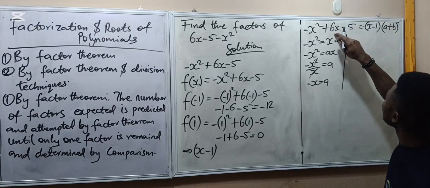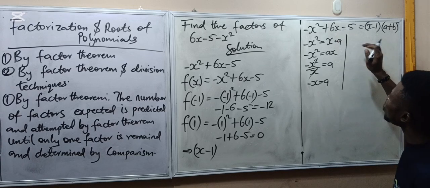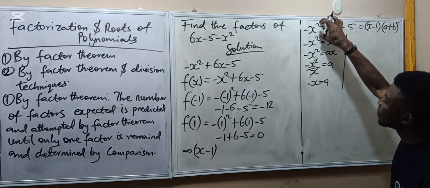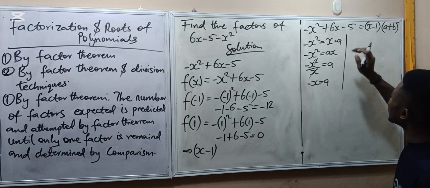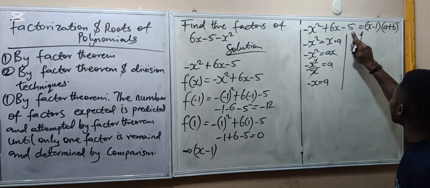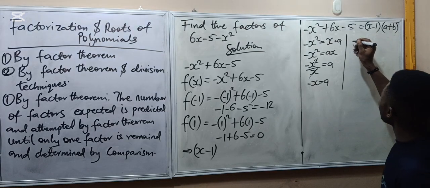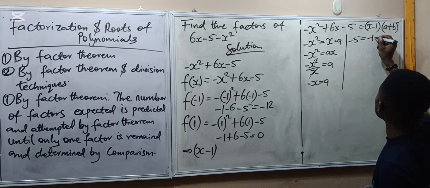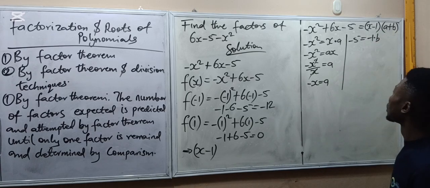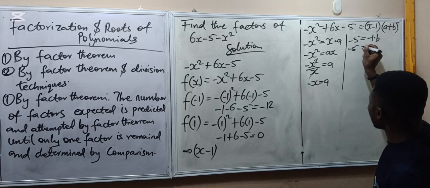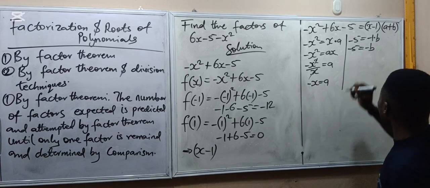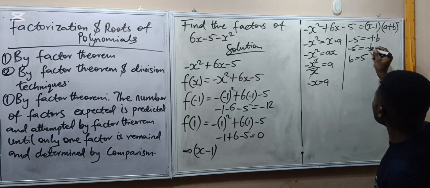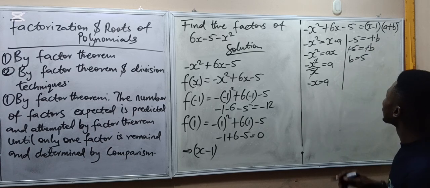You don't compare this one. First of all, you take the term with the highest degree, and then the constant. Now we compare the constant. So we have minus 5 is equal to minus 1 times b. So we have that minus 5 is equal to minus b, right? Therefore, b is equal to 5. Minus cancels minus, b is equal to 5.